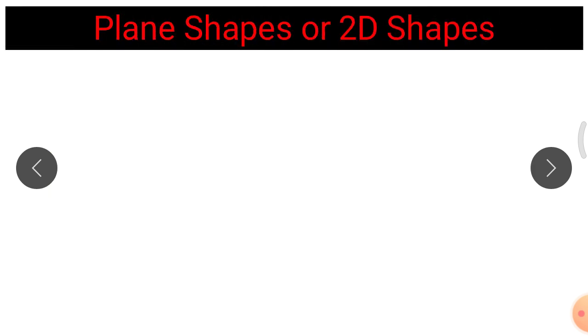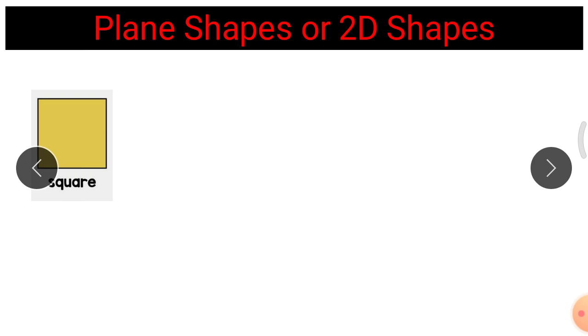Now plane shapes or 2D shapes. This also we have done in Form 1, but you have to study a little more in Form 2. What is this? Let us see. Plane shapes are also known as 2D shapes, right? If madam says, say any 2D shape, you will tell the plane shapes, right?